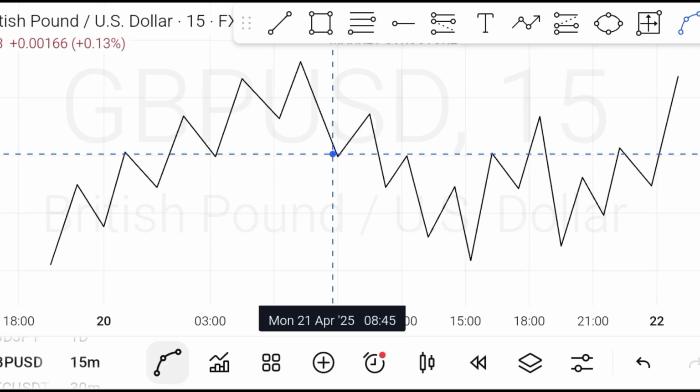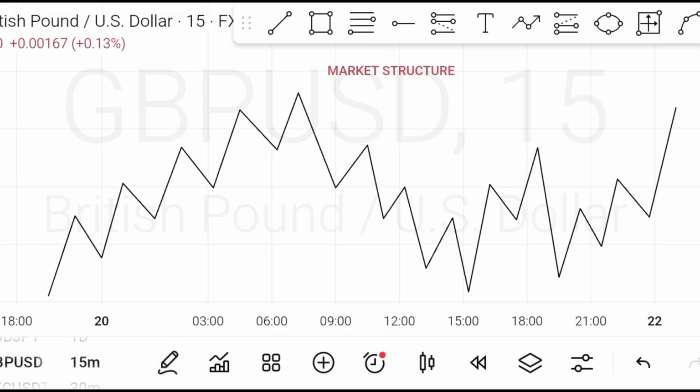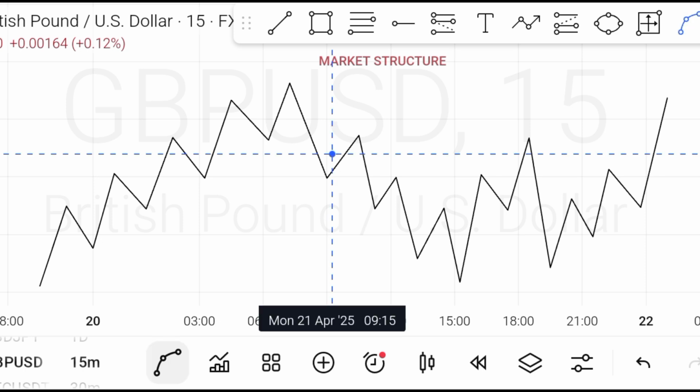So first of all, many of us know what bullish and bearish is. When it is bullish, we want to be buying; when it is bearish, we want to be selling. And when it is consolidating, I don't trade. I don't trade when the market is consolidating or ranging.